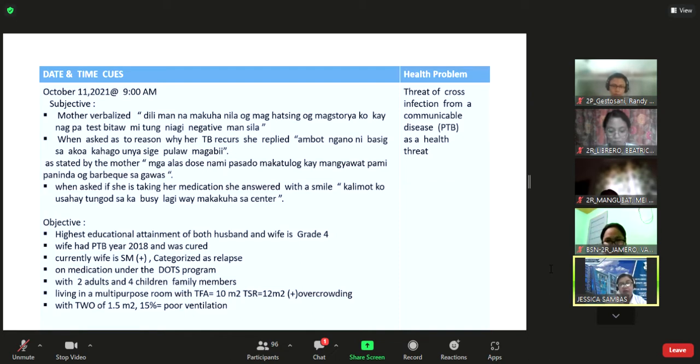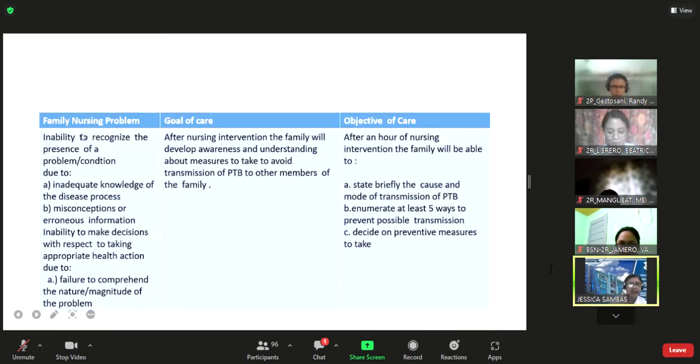Okay? You're going to analyze why they have this problem. Okay? Why did they fail to perform their health task? What is the reason? So here, this is our family nursing problem.